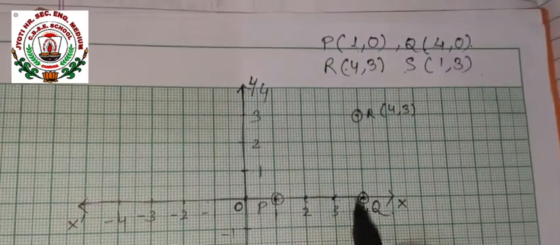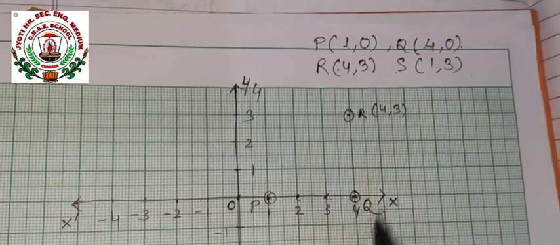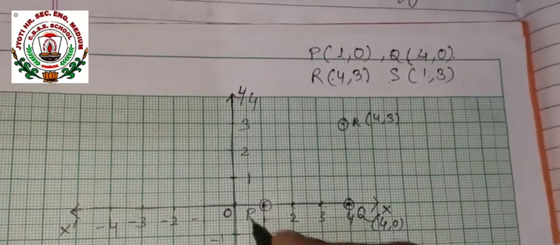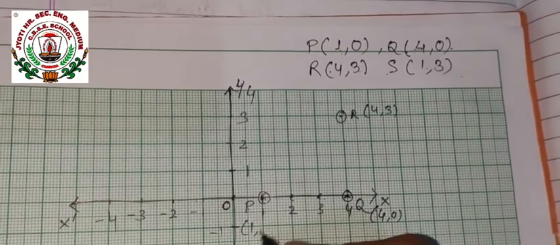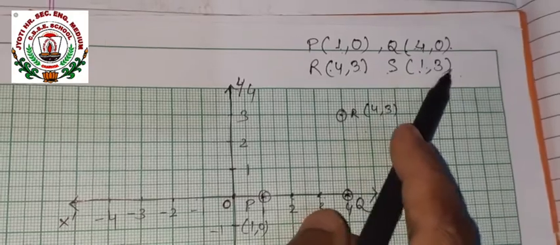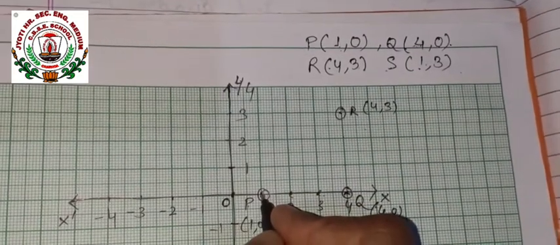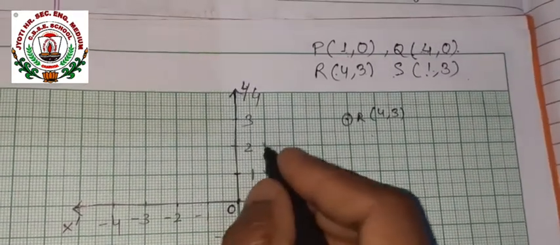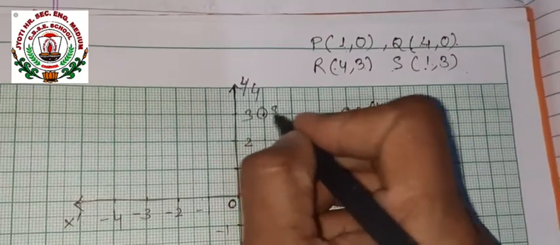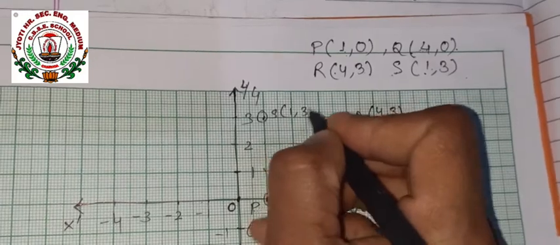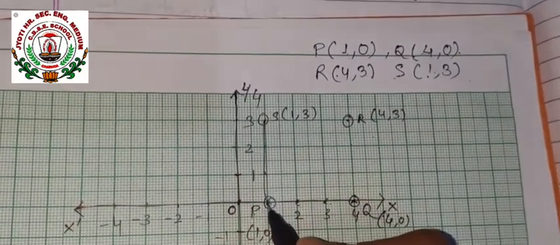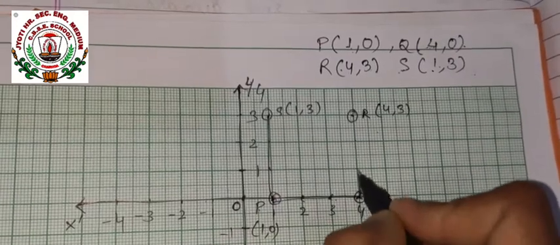Okay, same way now what is S? Q we can write as (4, 0), and P is what? (1, 0) we can write. After that what is S? S is (1, 3). 1 means x-axis is 1, y-axis is 3. 1, 2, 3 here. Okay, so this is S, (1, 3). Now join all these. With the scale and pencil we can join.